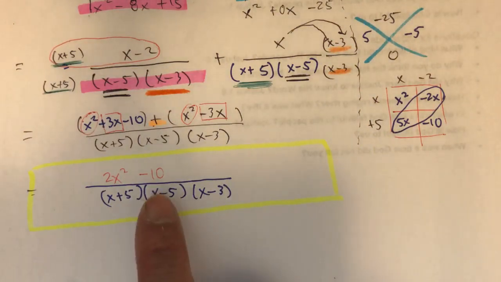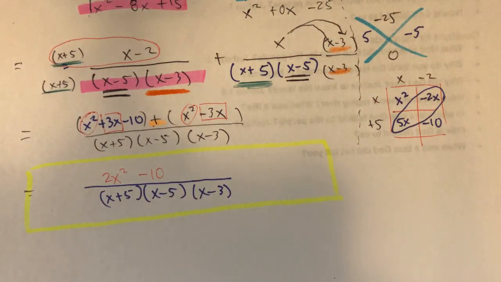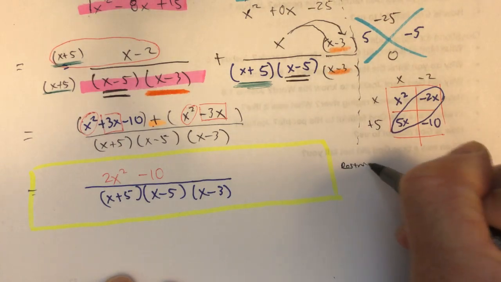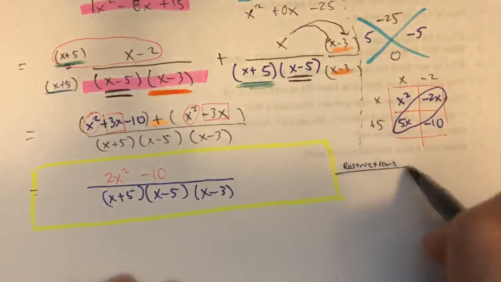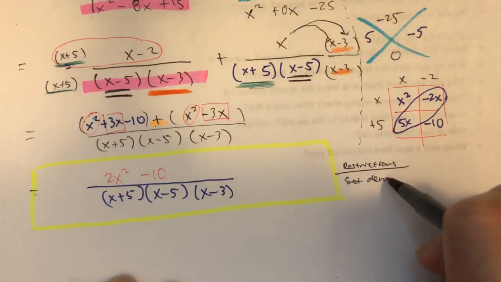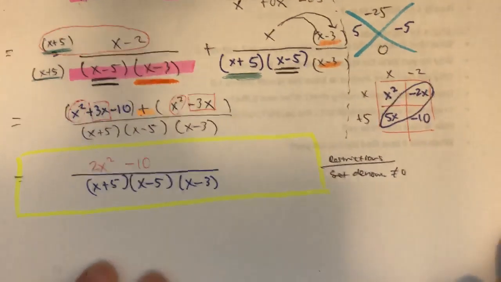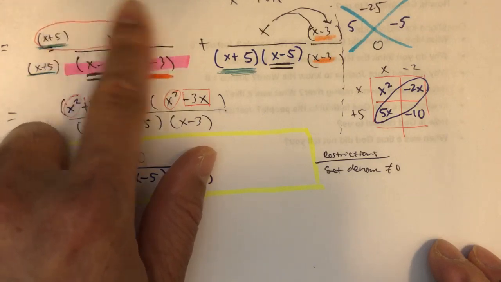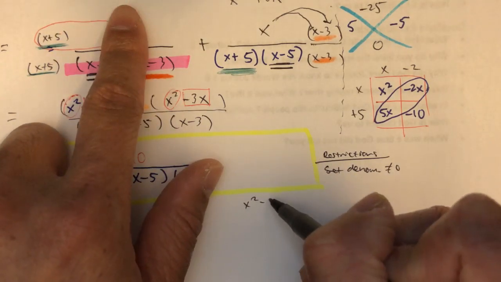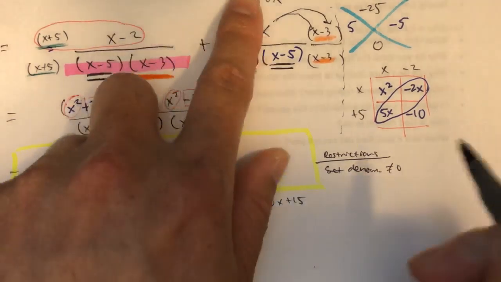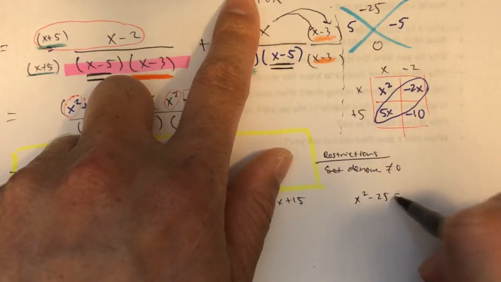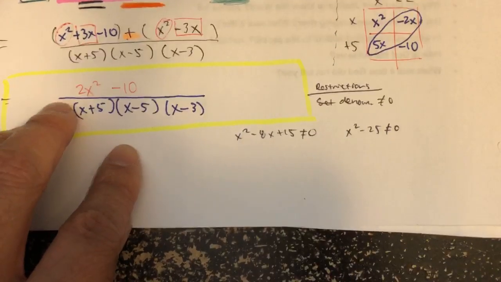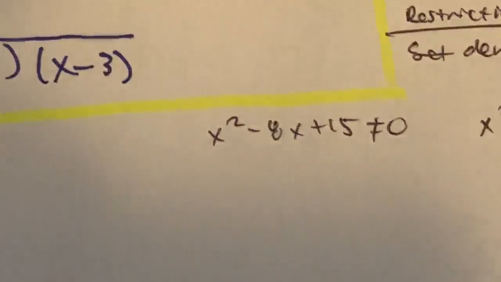Now it tells us to list any restrictions for the variables. What does that mean? Restrictions: setting the denominator not equal to 0. Let's do the first one and you'll understand why. So here's my first restriction. And here's my second one. Let's set both of those not equal to 0. So we can zoom in.